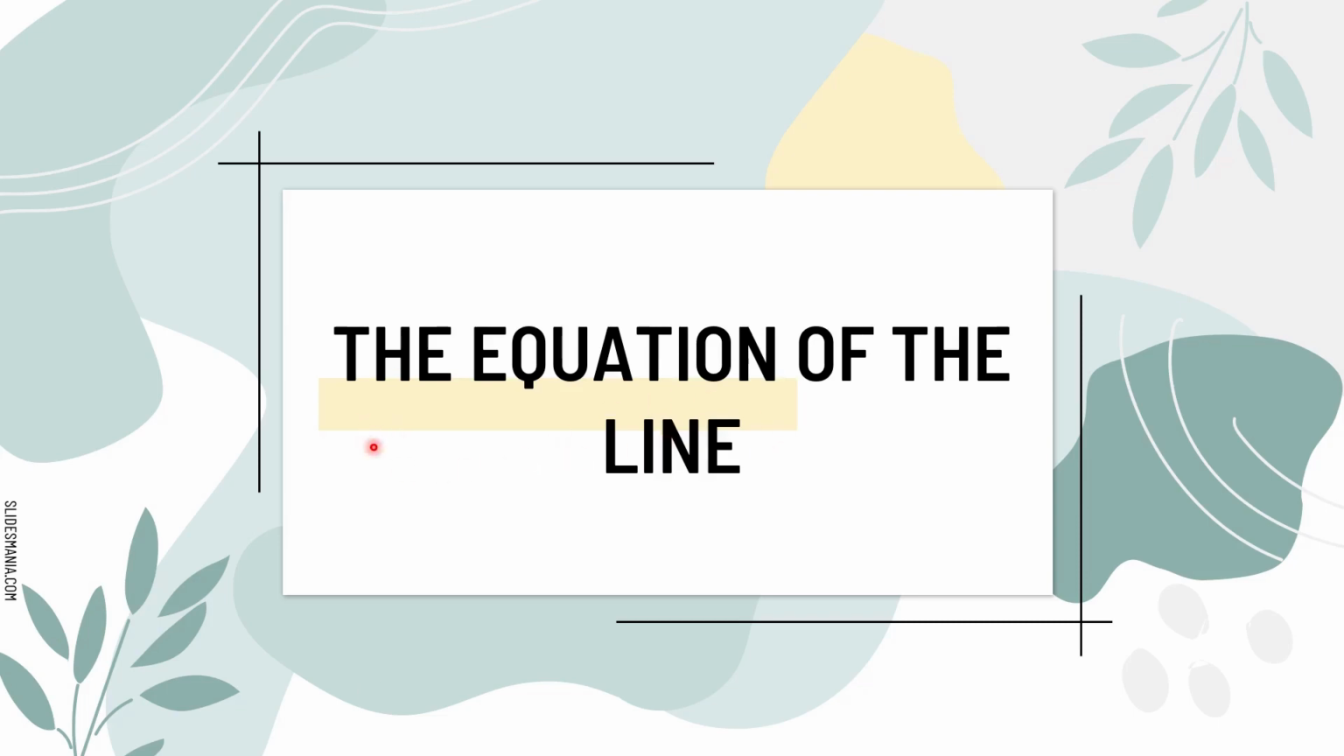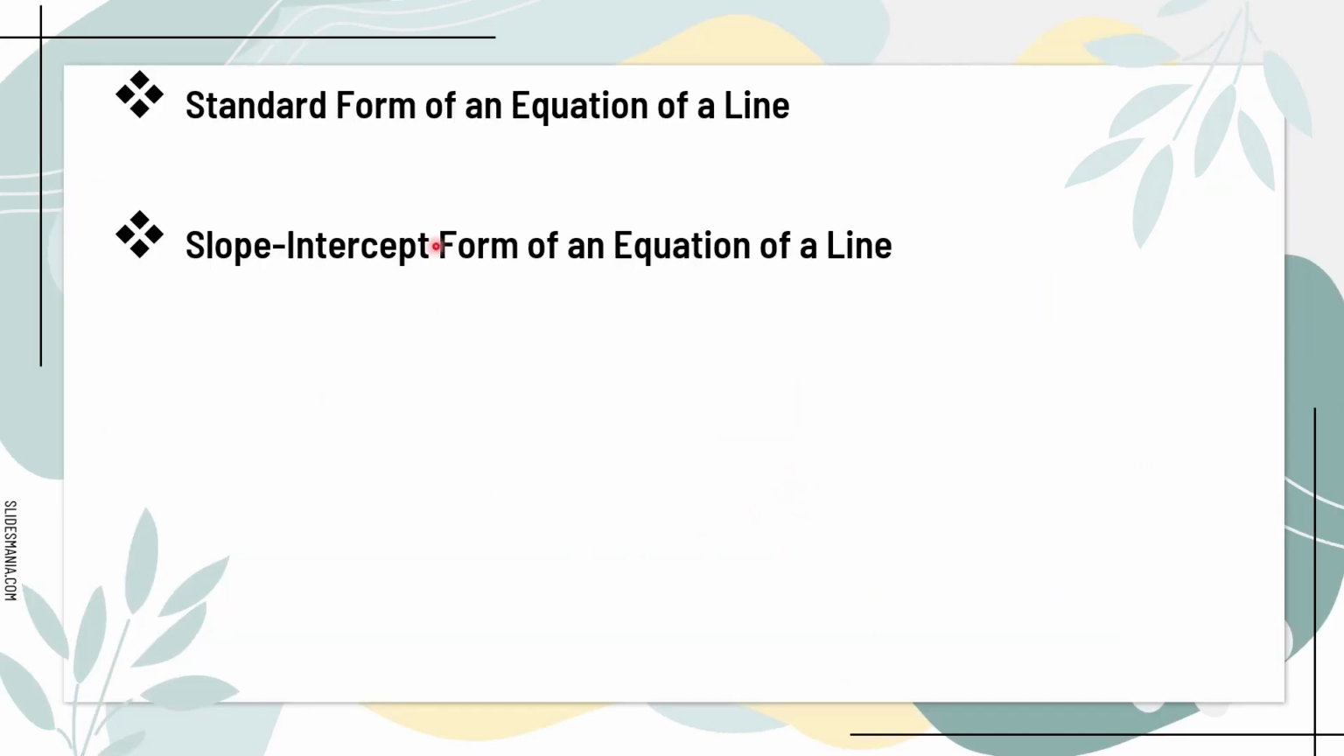Hi everyone, so we're gonna study the equation of the line. Before we have this one, let's recall the standard form of an equation of a line. It's very important that you know the standard form of an equation of a line. So it is given by ax plus by is equal to c. So here's your standard form of an equation of a line.